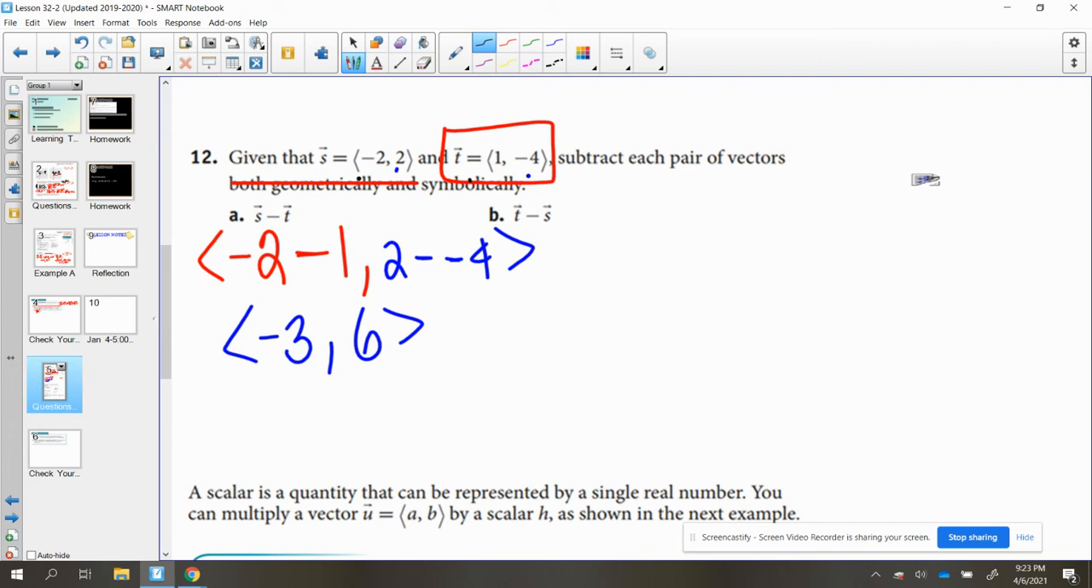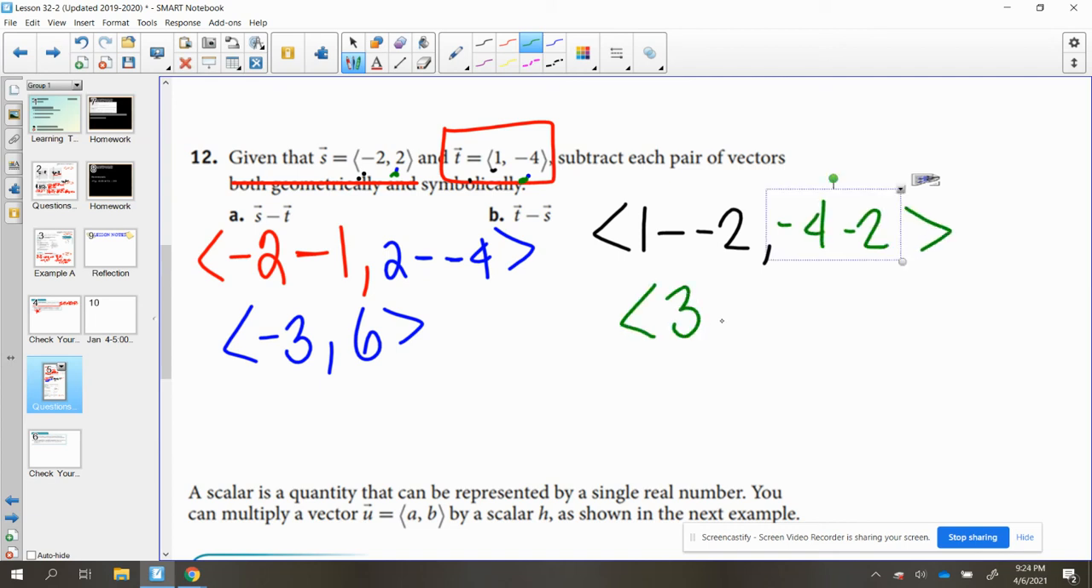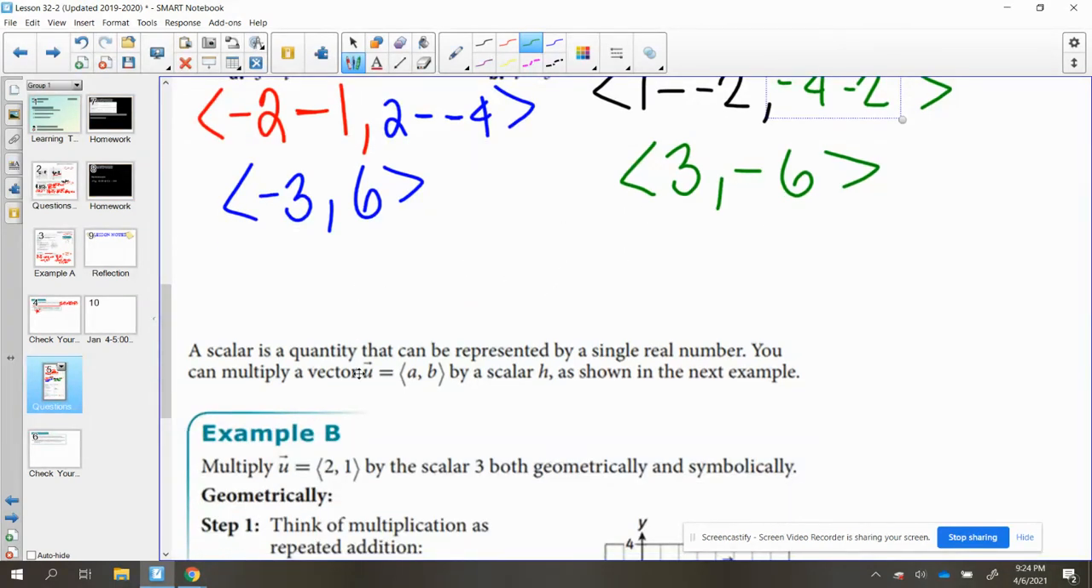And then same thing with our second example. This time we're doing t minus s. Notice it's not going to be commutative this time, because if we do the a components, 1 minus -2. Order is very important this time. And then we have -4 minus 2, for a final answer of 3, -6. So again, not commutative, unlike addition. You've got to be careful: order is important with subtraction. So note that.